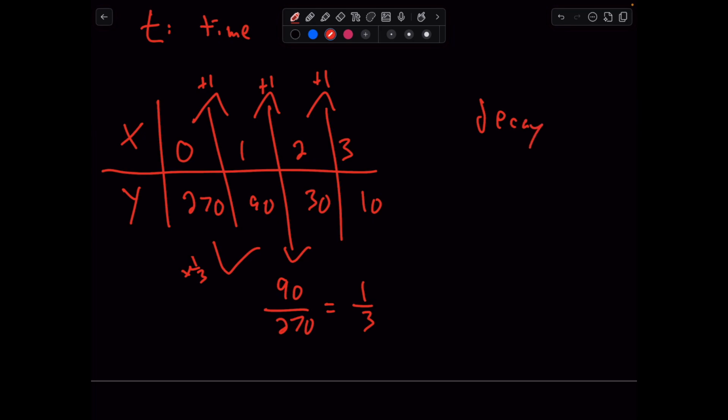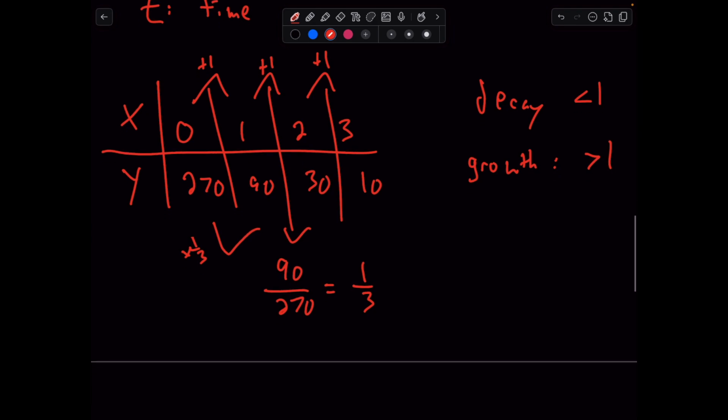If your rate is more than 1, that's growth. If it's less than 1, but more than 0, that's decay. So decay is less than 1. Growth is more than 1. So this one would be decay.